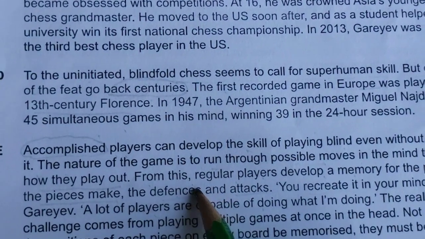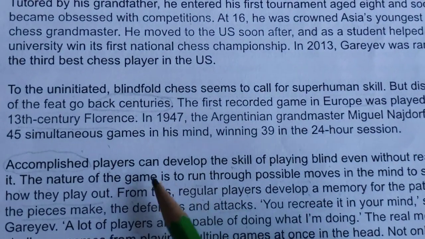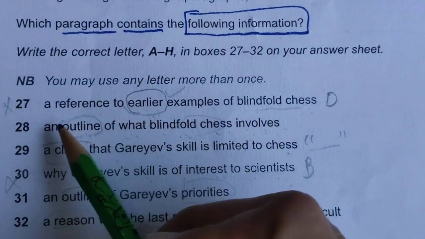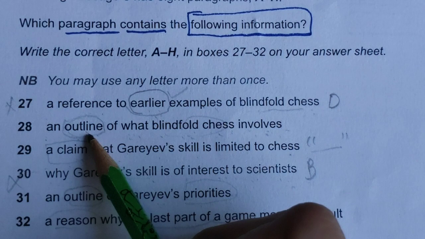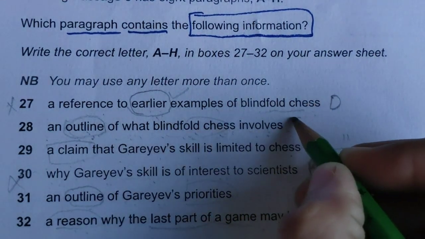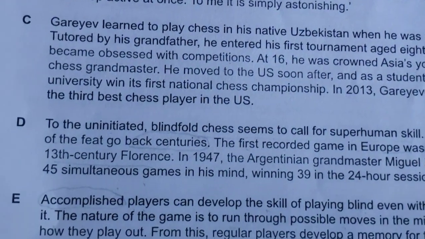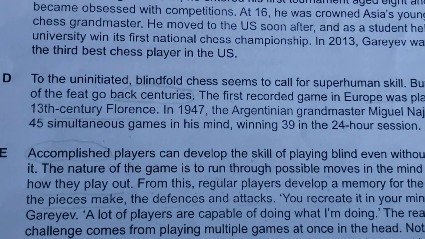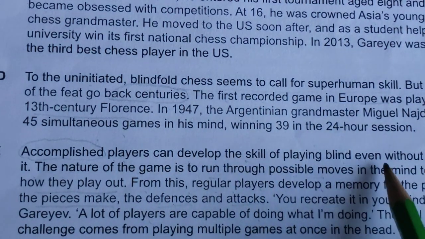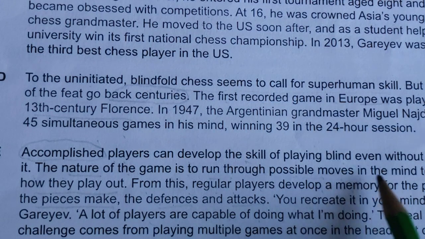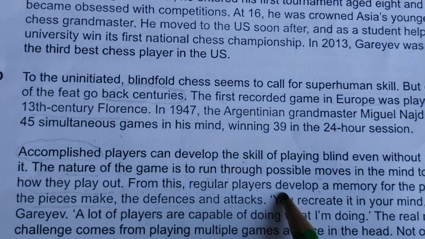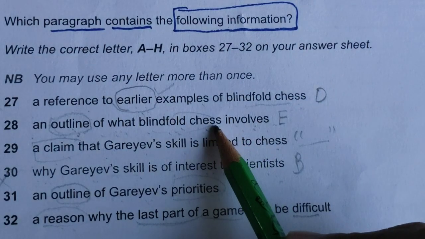Okay. So here they are explaining about the type of this game, how they can play it. Now let's look at the options. So an outline of what blindfold chess involves. So yes, they were explaining a brief description of what blindfold chess involves. So I am writing E here because they have explained it well. Okay, you can just look at the paragraph again. E paragraph, players can develop the skill of playing blind even without realizing it. The nature of the game is to run through possible moves in the mind to see how they play out. From this, regular players develop a memory for the patterns pieces make, defenses and attacks. So they have explained what the game of chess involves.